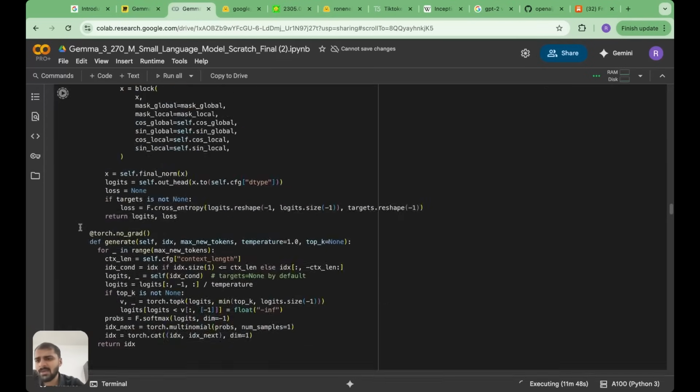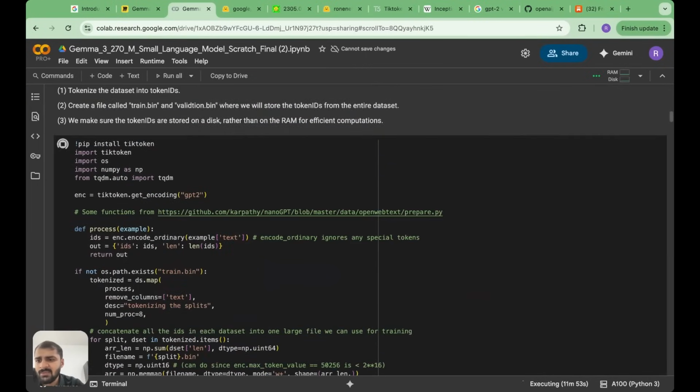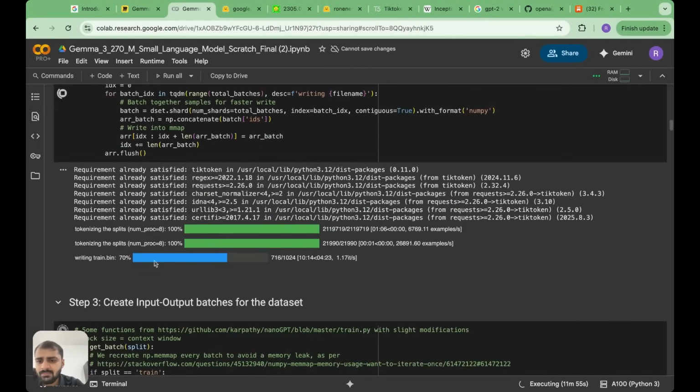So as you can see, I'm trying to run this live. My runtime got disconnected for some reason, but now we are still stuck in this train.bin part.